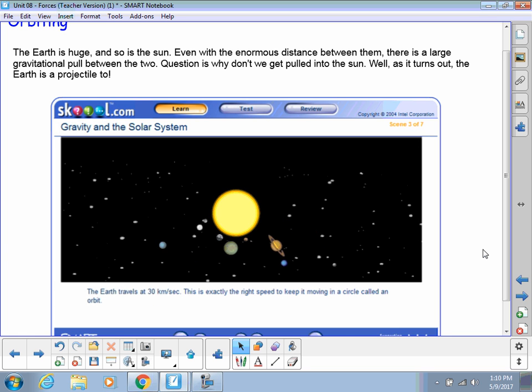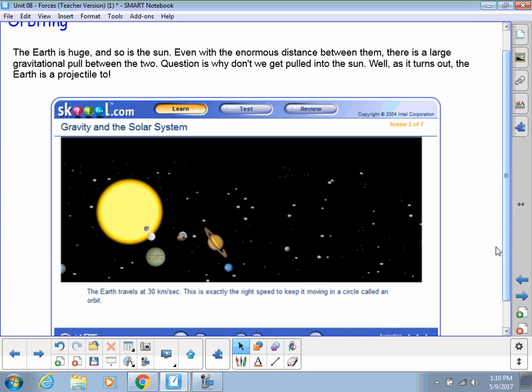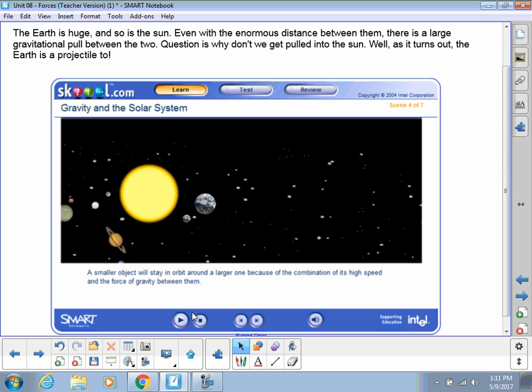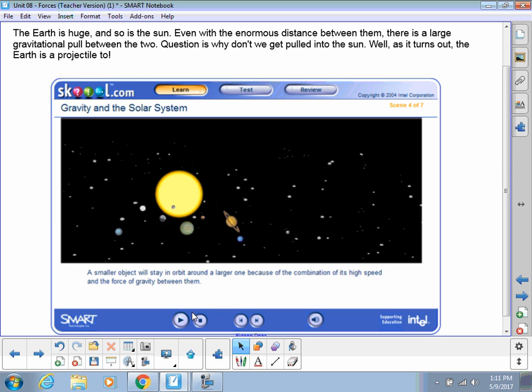Earth travels at 30 kilometers per second. This is exactly the right speed to keep it moving in a circle called an orbit. Smaller objects stay in orbit around a larger one because of the combination of its high speed and the force of gravity between them.